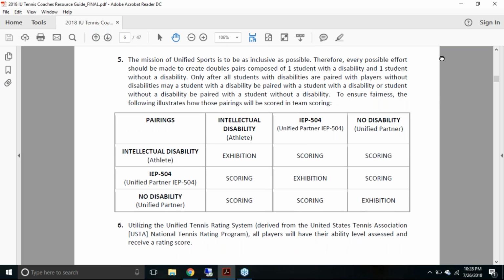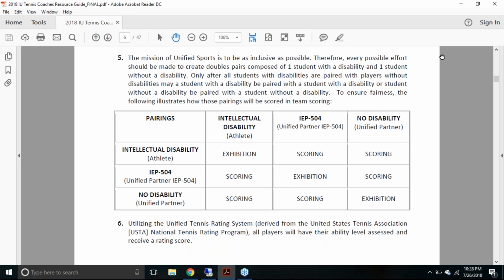Since the mission of Unified Sports is to be as inclusive as possible, and it is a no-cut sport, every possible effort should be made to create doubles pairs that are composed of one student with and without a disability. But after that, other students may be paired with players without any disabilities in the pairing, or with two student athletes with a disability.